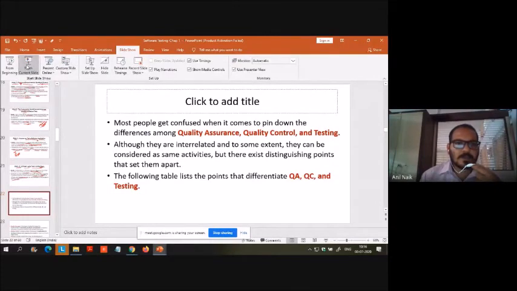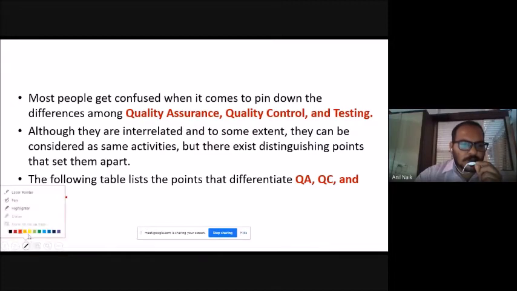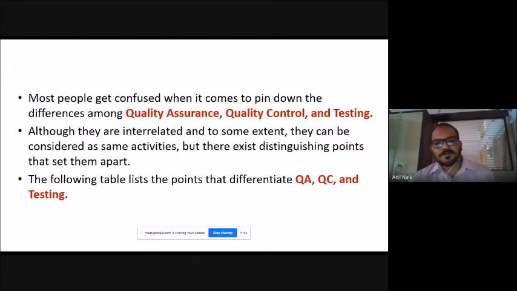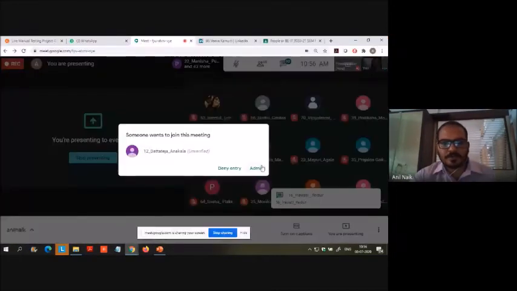Most people are confused with the terms quality assurance, quality control, and testing. Can anyone tell what is the difference between quality assurance and quality control?